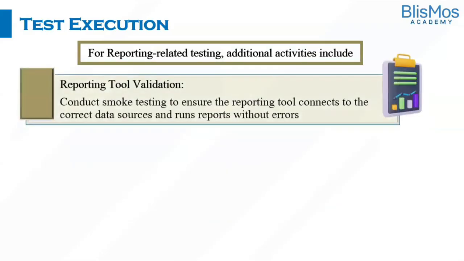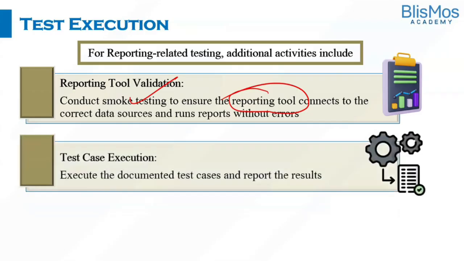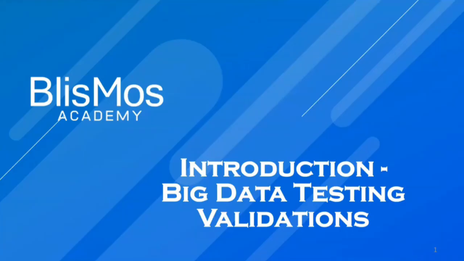So in case of report testing, we have to conduct smoke testing to ensure the reporting tool is connected to the correct data sources or not. That is another important check. If it is not connected to the correct data sources, then obviously it will spit out the report with errors. Then execute the documented test cases and report the results. In the end, you also have to validate the data: what is there on the report and what is there in the system, in the data warehouse. That also needs to be validated as a part of the report testing.